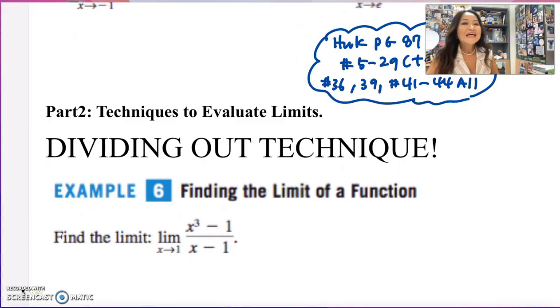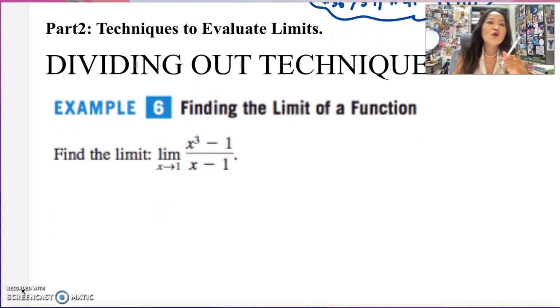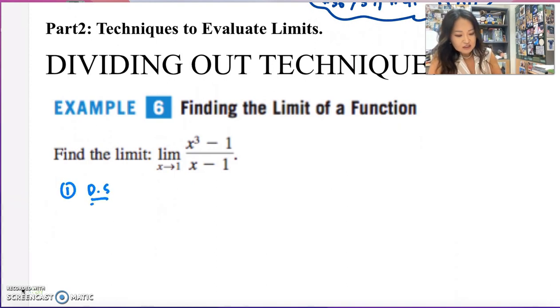Part 2. Dividing out technique. I think you might already know it, but it's actually kind of easy and kind of fun. But remember, before you try any limit technique, the number one thing to do is what? It's direct substitution. This is your BFF, right? You're going to plug in x equals 1 and see what happens. So I'm going to find the limit as x approaches 1, and I'm going to go 1 cubed minus 1 over 1 minus 1. And what do you get?